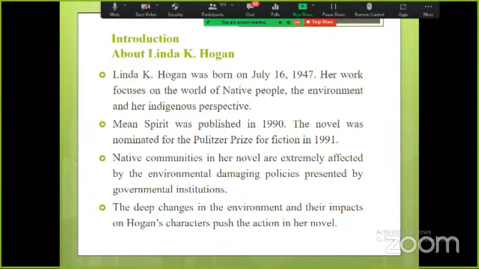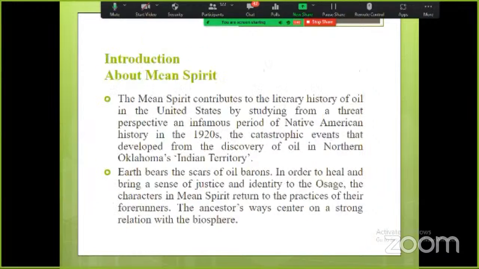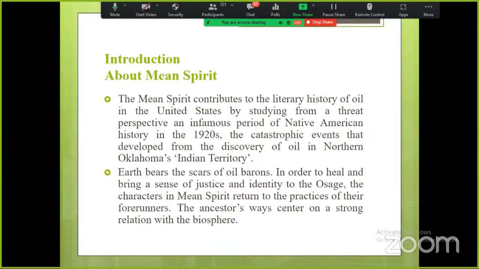Native communities in her novel are extremely affected by the environment-damaging policies presented by governmental institutions. The deep changes in the environment and their impact on Hogan's characters push the action in her novel. About Mean Spirit: it contributes to the literary history of oil in the United States by studying, from a threat perspective, an infamous period of Native American history in the 1920s, and the catastrophic events that developed from the discovery of oil in northern Oklahoma's Indian Territory.